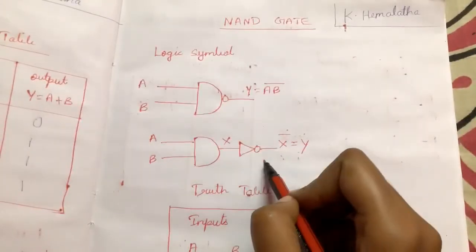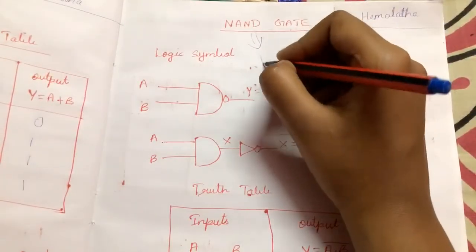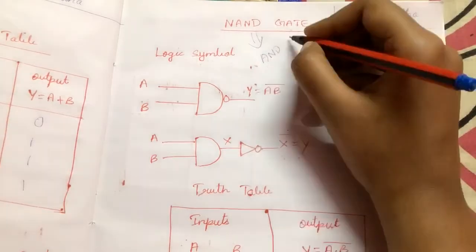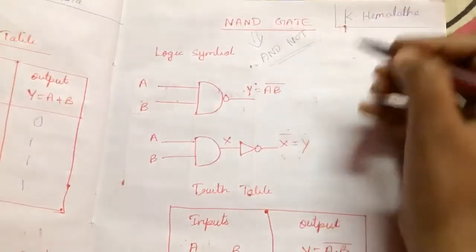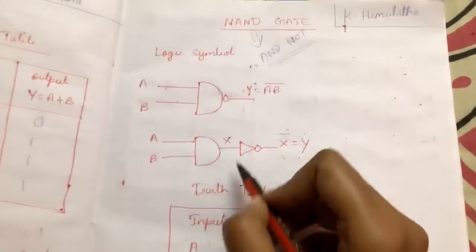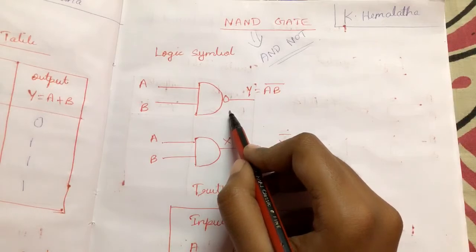So that only we are representing here. This NAND gate will be a combination of an AND gate and a NOT gate. Okay, so these two combinations only we have written here. So you can represent it in these two ways. This way mainly we are representing the NAND gate.